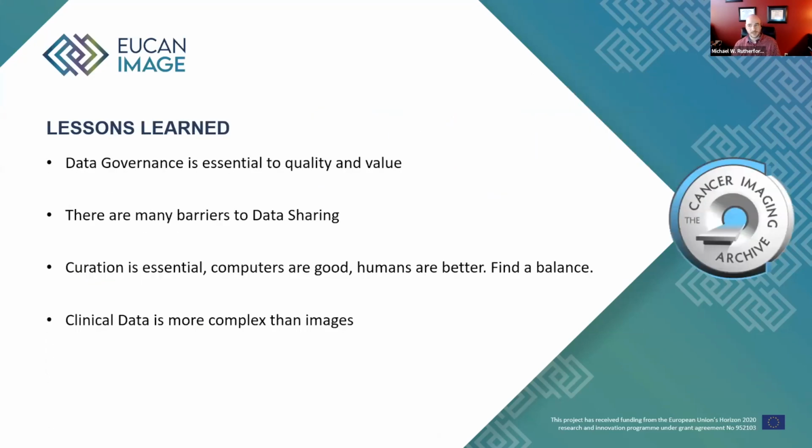So just a little bit about lessons learned from TCIA. Data governance is essential for the quality and value of the imaging and the data being used. And as mentioned, there are many barriers to data sharing. Curation is essential. Computers are good, but to be honest, humans are better, and it's really about finding that balance. While AI is moving forward, it still needs to be trained, and it's got a long way to go in the realm of de-identification. And lastly, clinical data really is more complex than images.